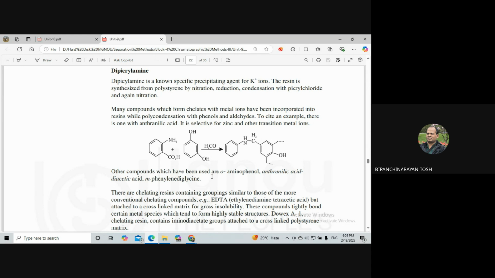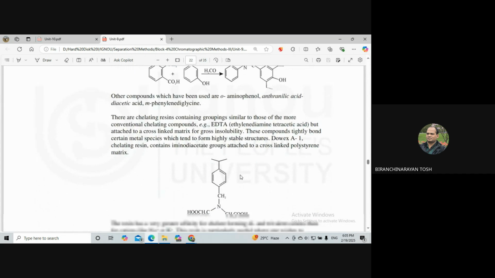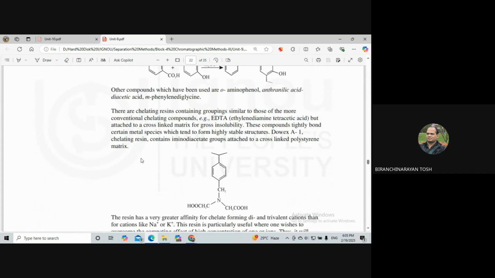There are chelating resins containing groupings similar to those of the more convenient chelating compounds like EDTA, ethylene diamine tetraacetic acid, but attached to a cross-linked matrix of gross insolubility.